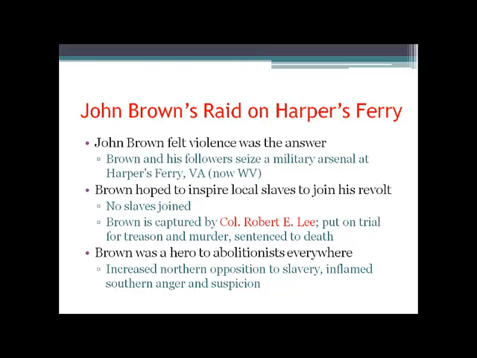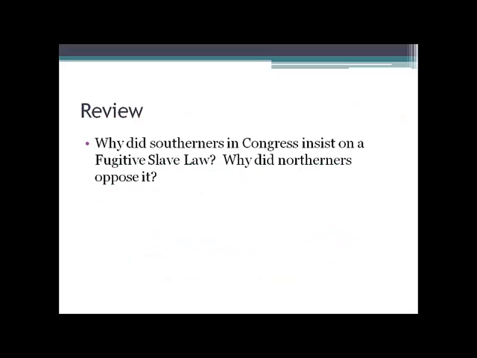He is put on trial for treason and murder, sentenced to death, and hanged. And actually, the murderer of Abraham Lincoln, John Wilkes Booth, was present at the execution of John Brown. Just one of those little trivia facts. Brown is a hero or a martyr to abolitionists everywhere. This increases Northern opposition to slavery, but the South thinks that he is a fanatic. It inflames Southern anger and suspicion. And so, how are we going to view John Brown? That's one of the problems we're working on in class.